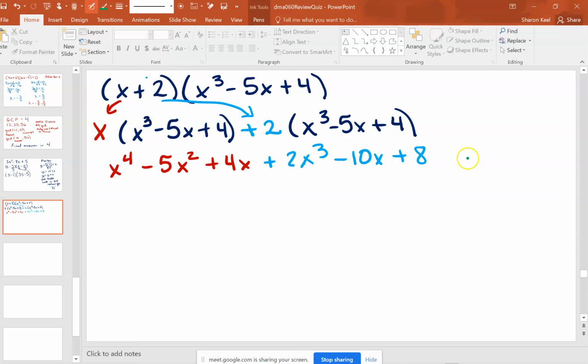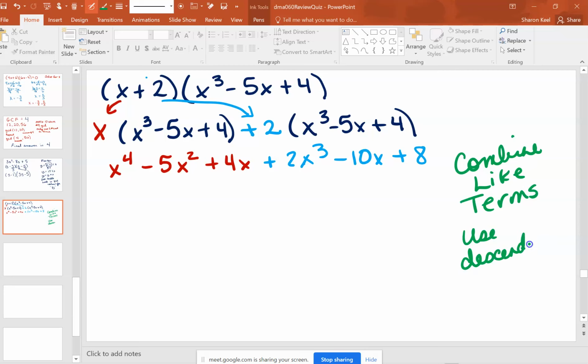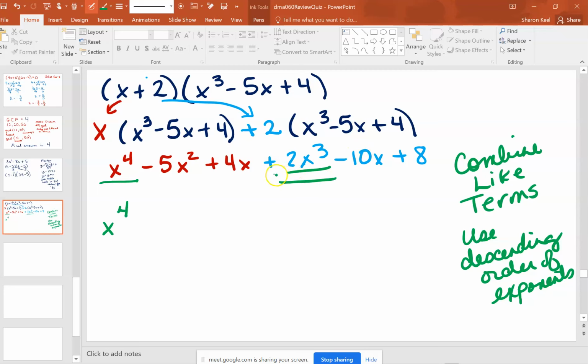Once we have gone through that step, we then want to combine like terms. And when we put our answer down, we want to use descending order of exponents. So if you are descending, you're starting with larger and going smaller. So this x to the fourth has the largest degree, so x to the fourth is first. There are no other x to the fourths. This is the only x cubed, so I have plus 2x cubed.